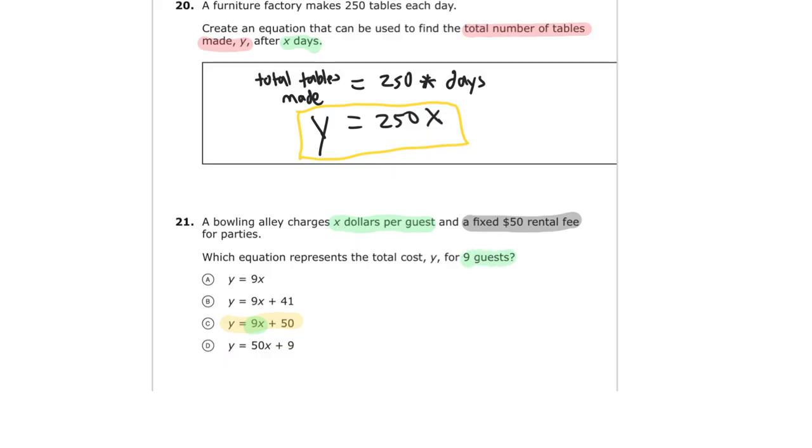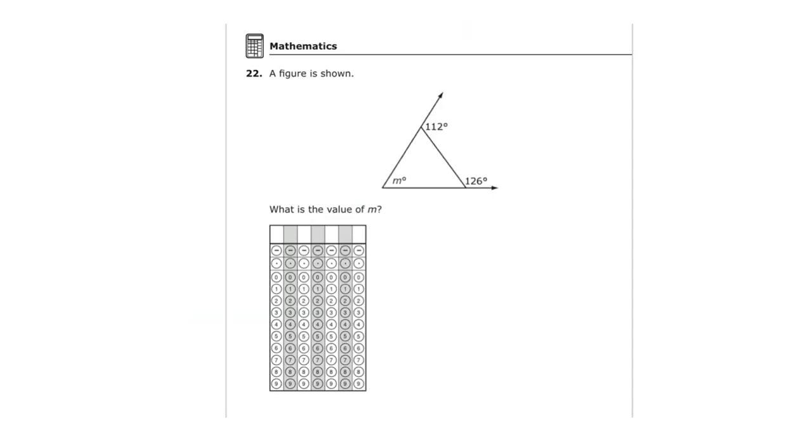And we know that we're dealing with 9 guests, right? So that's captured in this information. It's 9 guests times X dollars, right? But again, there's this $50 fee that needs to be paid no matter what. It's a fixed rental fee. So therefore, the cost of the party would be the cost associated with the X dollars per guest plus the $50 that you just have to pay no matter what. Okay, so that's this one.